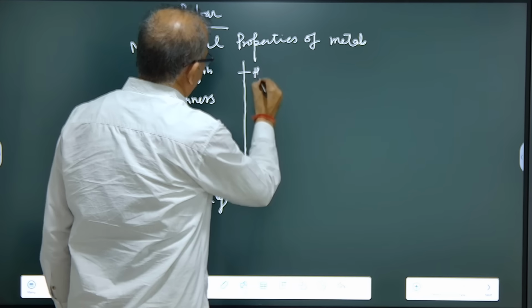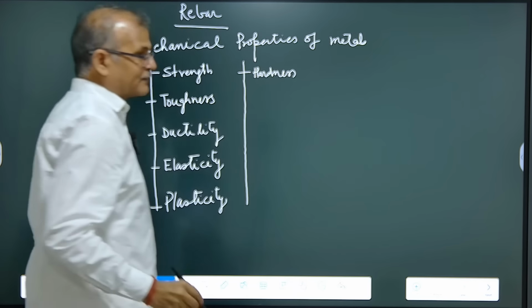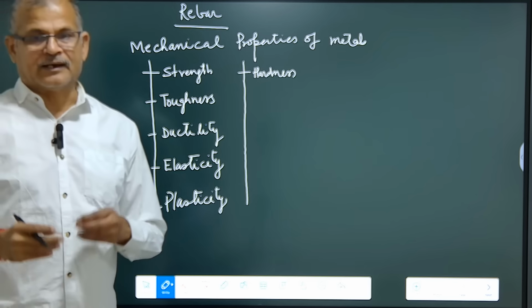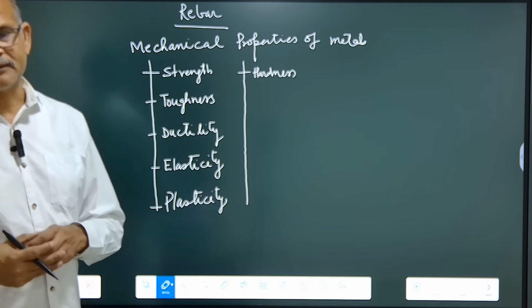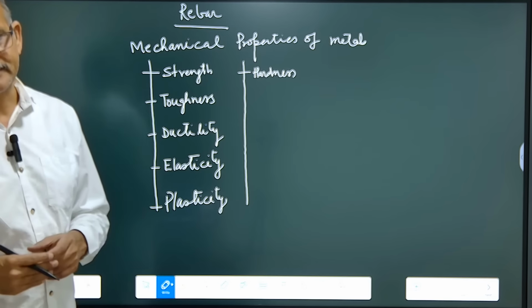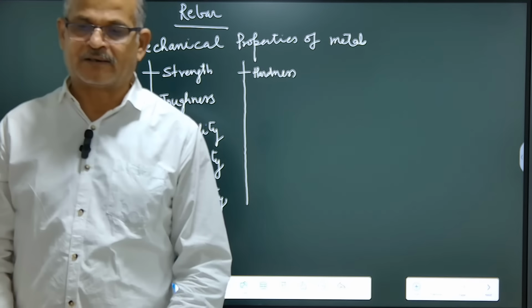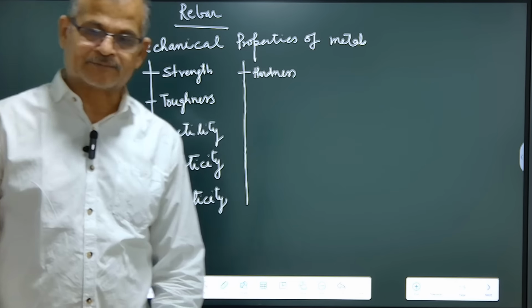Hardness, resistance to scratch or indentation. A property of metal, how tough it is so that it cannot be scratched. Like diamond is a very hard material.